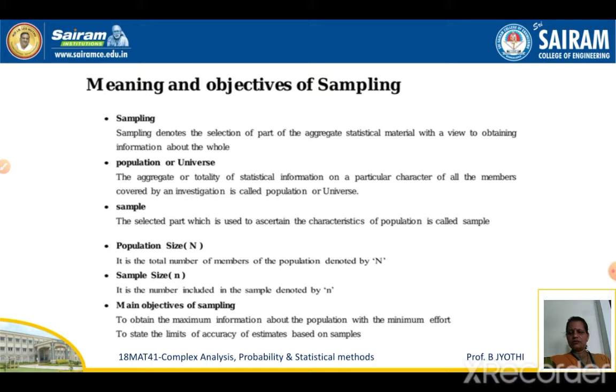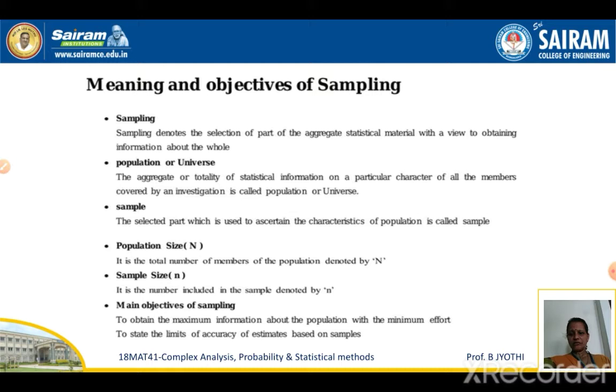So, sampling denotes the selection of part of the aggregate statistical material with a view to obtaining information about the whole. Population is the aggregate or totality of statistical information on a particular character of all the members covered by an investigation, and is called the population or universe.